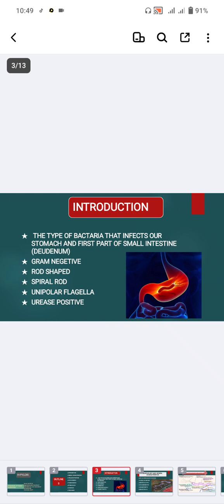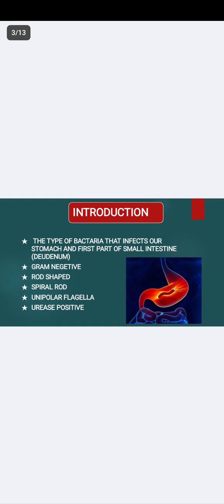The Helicobacter bacteria is a gram-negative bacteria. It's a rod-shaped, spiral rod with unipolar flagella, urease positive. So ये इसका जनरल इंट्रोडक्शन है. ये ग्राम नेगेटिव बैक्टीरिया है. इसका शेप जो है ये रॉड शेप है और यूरिएज पॉजिटिव है.